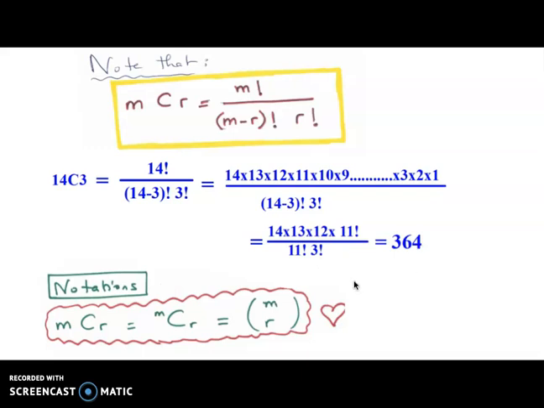which is 364. Another notation for combination other than MCR, it can be the capital C, M at the top and R down, or also sometimes parentheses, M at the top and R down. Both of them mean that I am combining R out of M. Thank you.